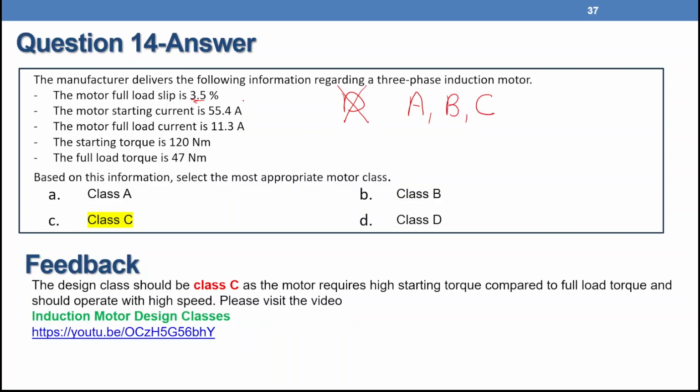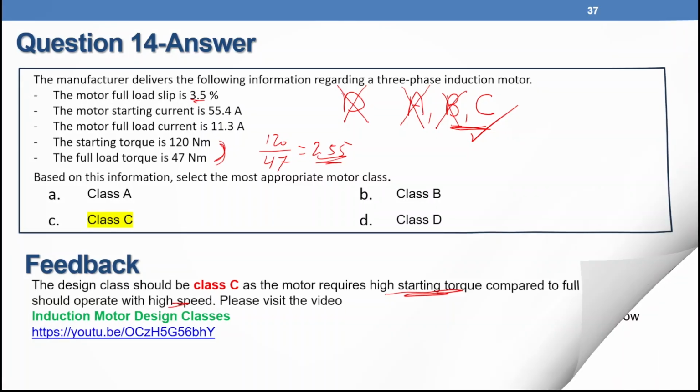The ratio between starting current and full load current is around 4.9, so class A will be cancelled. So we are going to choose between B and C. The ratio between starting torque and full load torque is 120 over 47, around 2.55, so we need a high starting torque, so definitely our choice should be class C. So the design class should be class C, as the motor requires high starting torque compared to the full load torque and should operate with high speed. So if you'd like to know more about classes or induction motor design classes, please visit the video Induction Motor Design Classes.